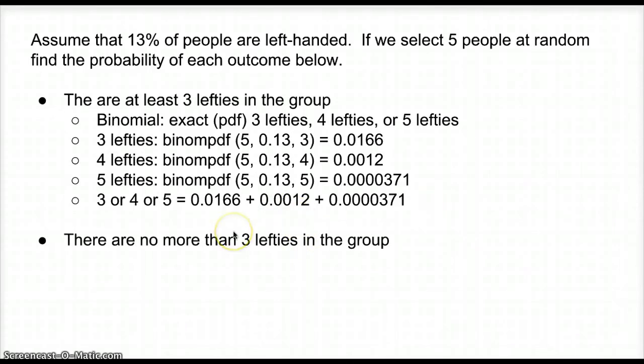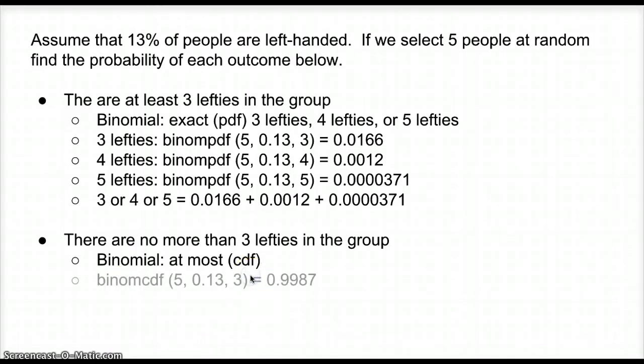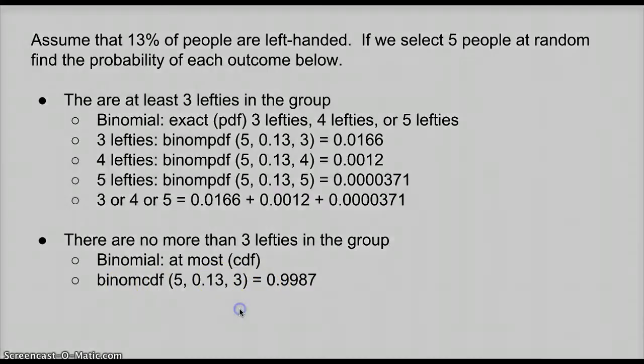All right, last one on this is that there are no more than 3 lefties in the group. So pause the video and see if you can figure out what that is. So again, binomial. Now it says no more than, so that's going to be our at most, and so that's our CDF. And so it's 0.9987.